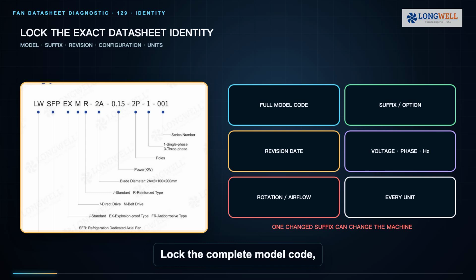Lock the complete model code, revision date, size, impeller direction, motor type, phase, frequency, and any option code. Then circle every unit. Cubic meters per hour is not cubic meters per second, pascals are not millimeters of water, input watts are not necessarily motor output watts. If the quotation and datasheet do not identify the same configuration, stop the comparison.